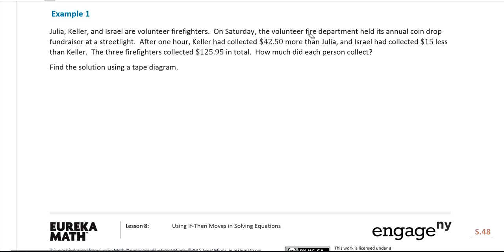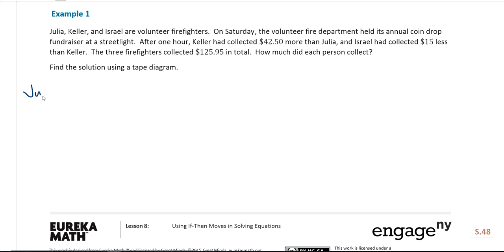On Saturday, the volunteer fire department held its annual coin drop fundraiser at a streetlight. After 1 hour, Keller had collected $42.50 more than Julia, and Israel had collected $15 less than Keller. The three firefighters collected $125.95 in total. How much did each person collect? We're going to find the solution using a tape diagram.